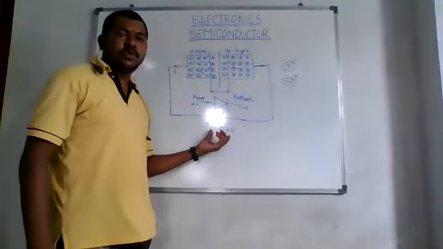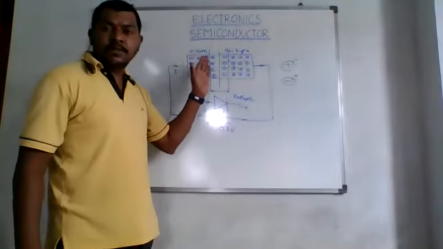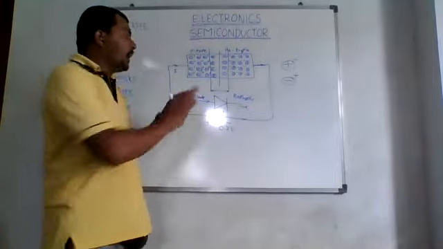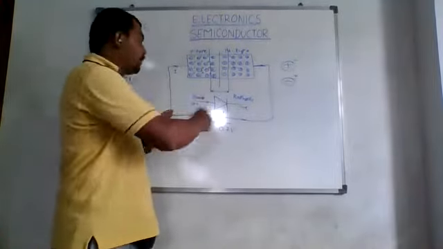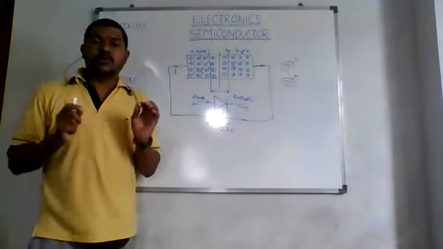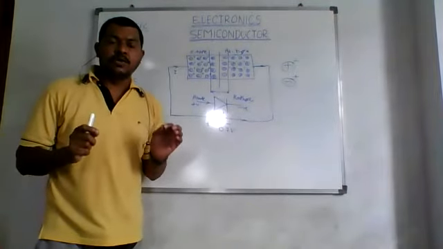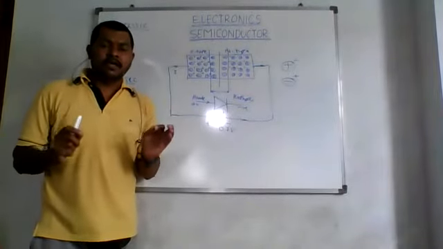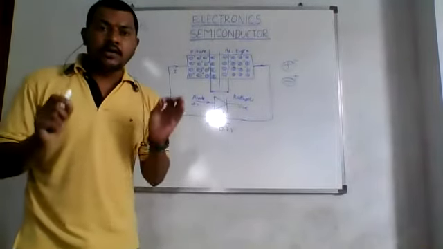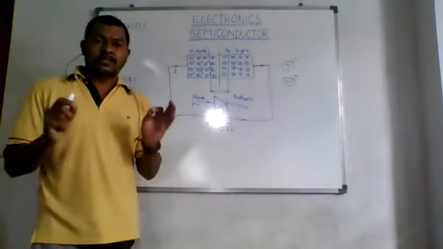After 0.7 volt for silicon, the depletion layer will be dissolved, and the current will start flowing through the diode, and we say that the diode is in forward bias condition. The diode is in forward bias region, or the diode conducts. Remember this, the diode conducts in forward bias condition.